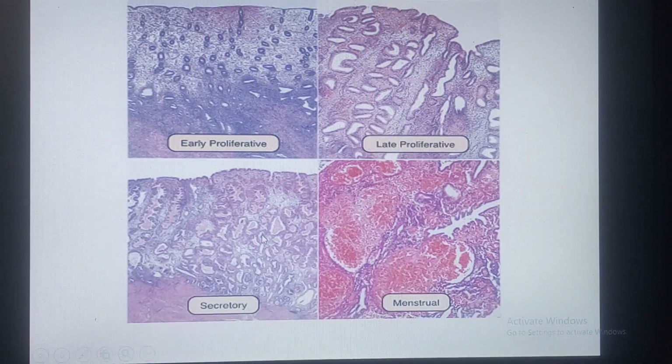The cervix really will go through some kind of changes with the menstrual cycle, except of course the mucus consistency may change. The mucus will be less thick or less viscous, especially during the ovulatory phase, so that it can help in easy penetration by the spermatozoa.